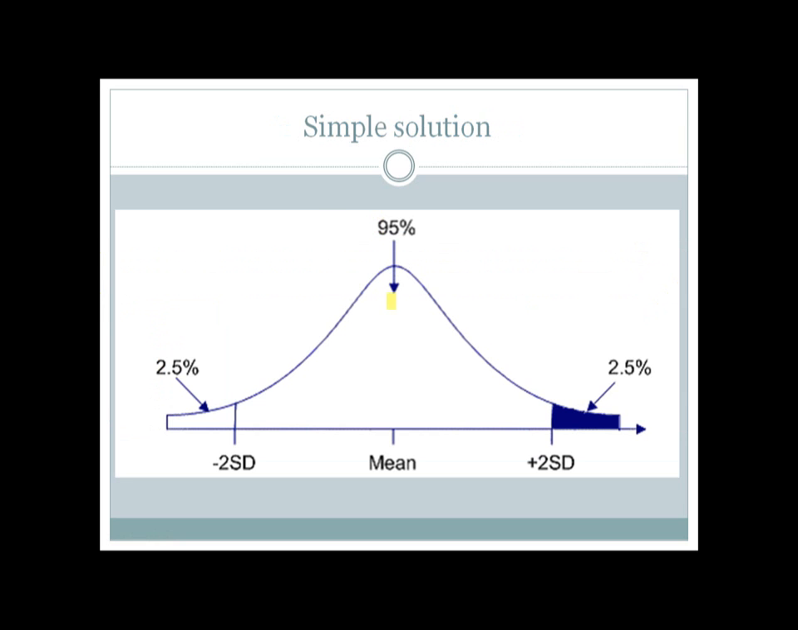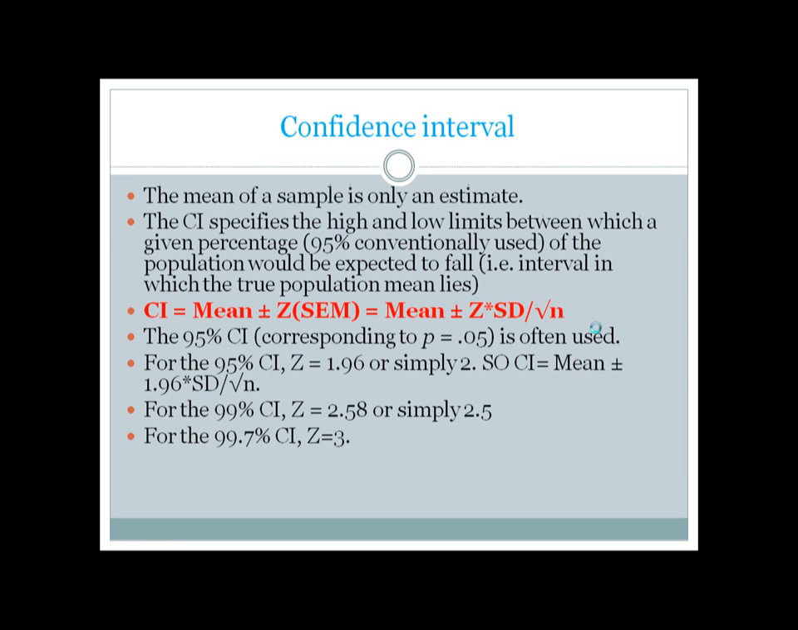Here I have a picture to show you what I have shown in the previous slide. Here 95% of the population lies between minus 2 SD and plus 2 SD, and 5% of the population lies outside of this range. Among those 5%, 2.5% of the population lies below minus 2 SD, and another 2.5% is above plus 2 SD. So that should clear your concept.